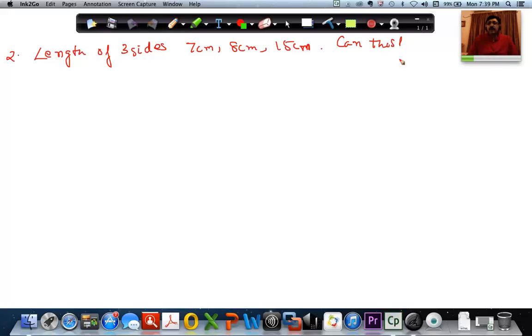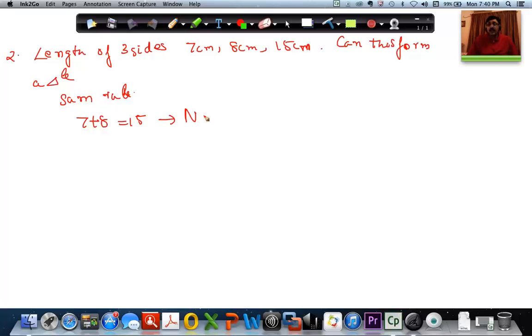Now again, I'm given the lengths of three sides, and they are 7 centimeter, 8 centimeter, and 15 centimeter. Now, can this form a triangle? Again, if I use the sum rule, 7 plus 8 is equal to 15.